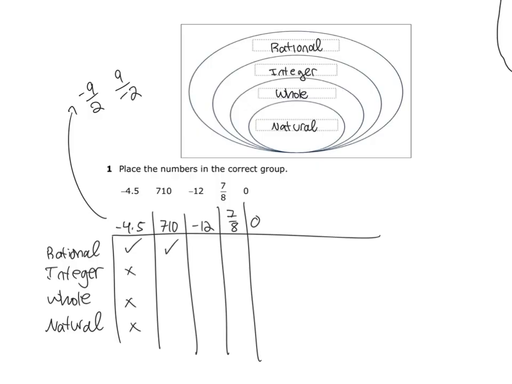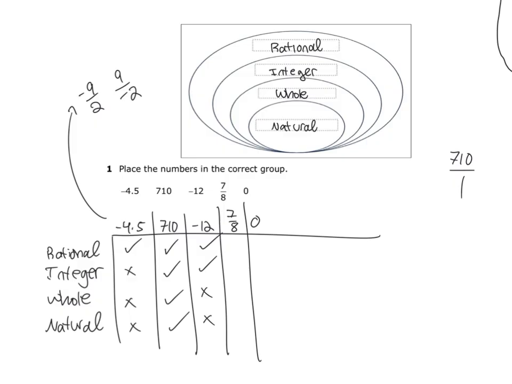710 is rational. You could write it as 710/1, right? It's an integer, it's a whole number, and it's a natural number. When you were little, you probably didn't count all the way to 710, but if you counted 1, 2, 3, 4, 5, 6, 7, 8, 9, and so on, and you kept going, you would eventually get to 710, right? Negative 12 is rational. We could write it as the ratio of negative 12/1. It is an integer. It's the opposite of 12. It is not a whole number. There are no negative whole numbers. And it's not a natural number.